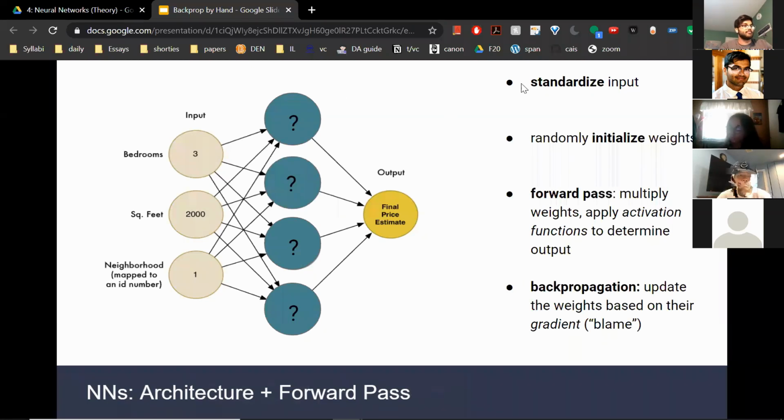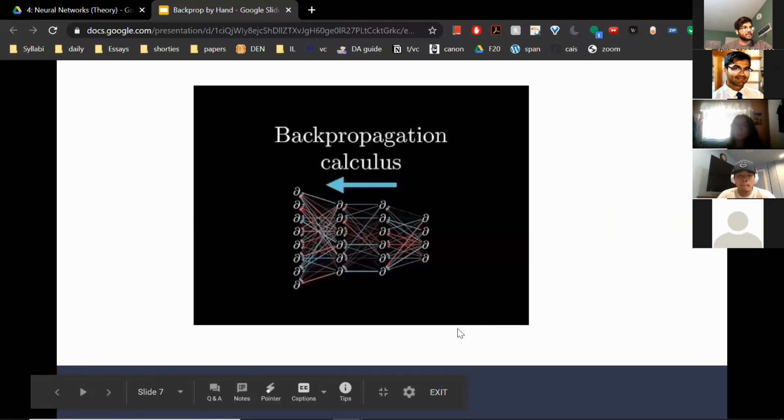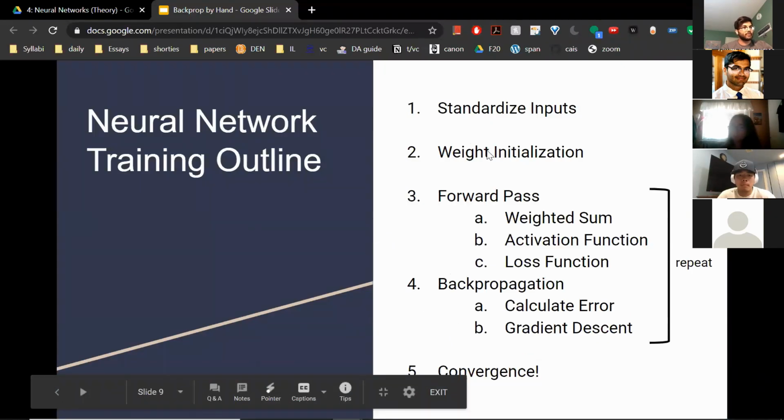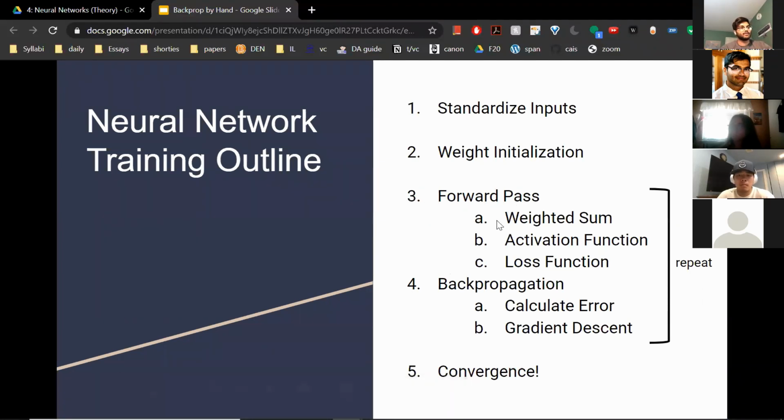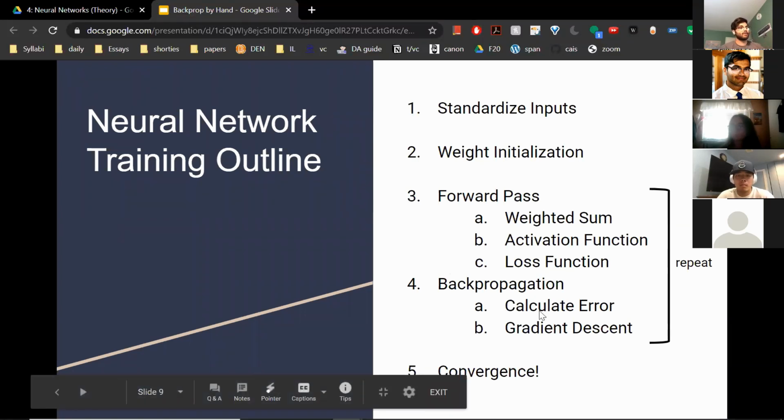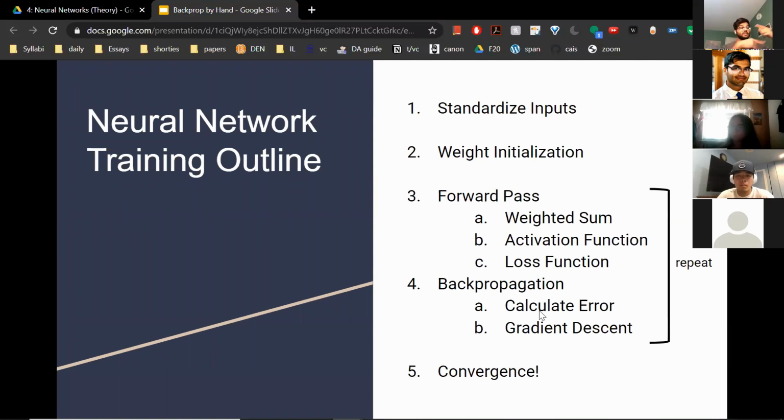So we standardize the input before we pass it in. Then we randomly initialize the weights. We only do that once, at the very beginning when we're initializing the network. Then let me go back to that final slide. We initialize it once, and then we just repeat this: pass in an example through the forward pass, backpropagate the error, and tweak the weights, and keep repeating that again and again.